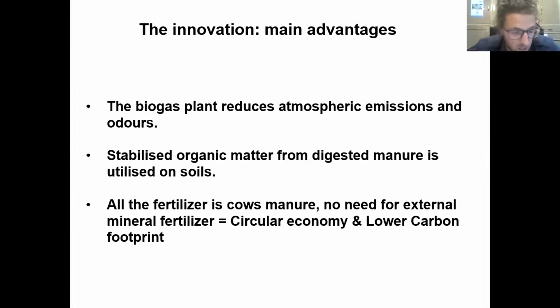We can say that all the fertilizer is cow's manure, and so we create a circular economy, and we have a lower carbon footprint.